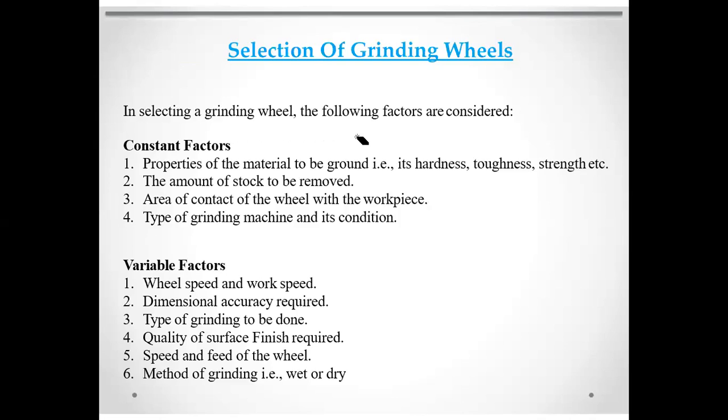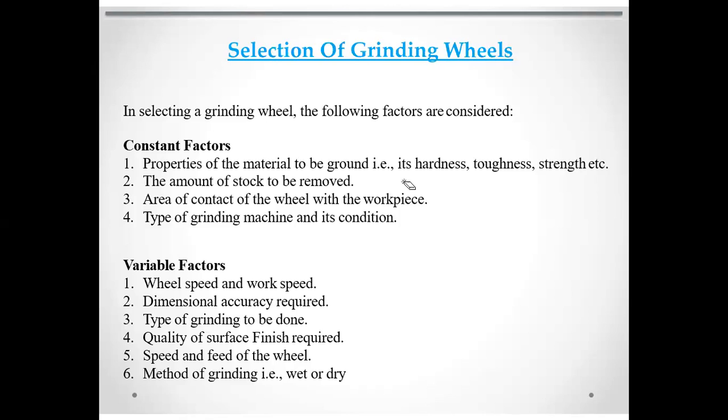So in the selection of the grinding wheel, some constant factors and some variable factors are there. Selection of a grinding wheel means, in your particular application, you need to have a grinding wheel, right? You have a factory, and maybe some machines are there. So which kind of grinding wheels do you need to buy, how to specify them, and how can we use that one?